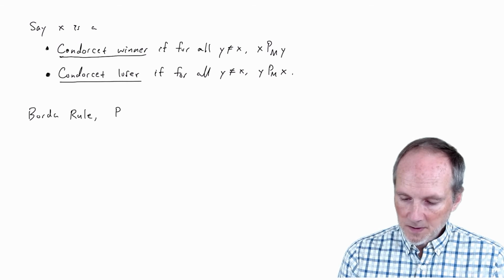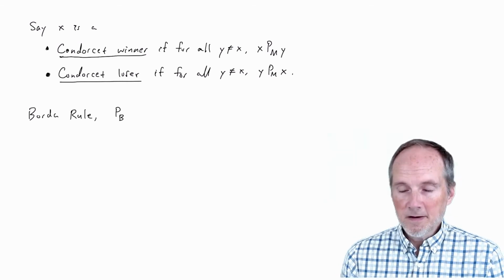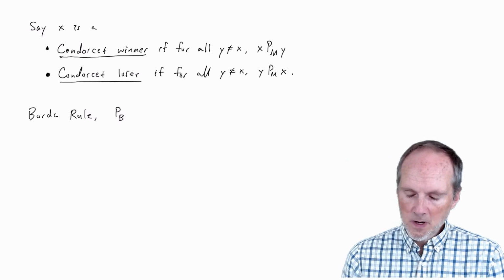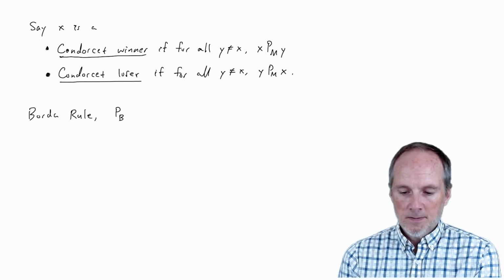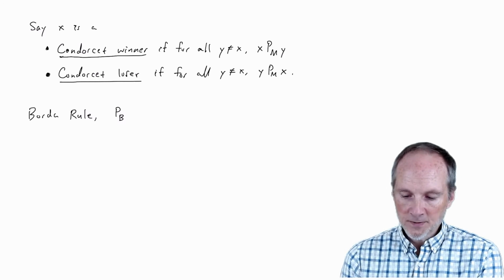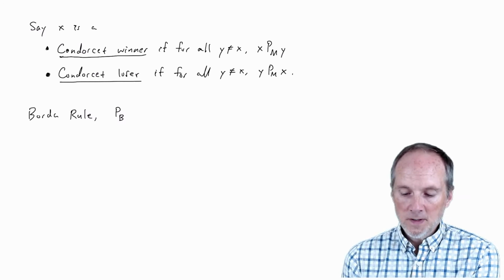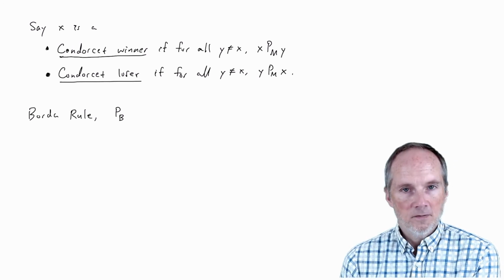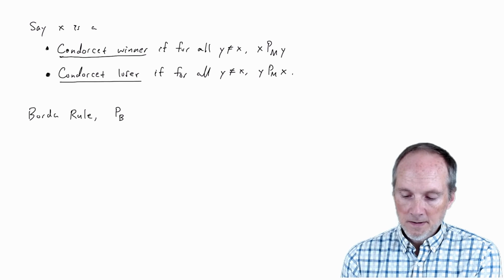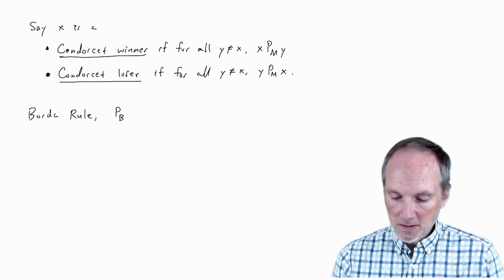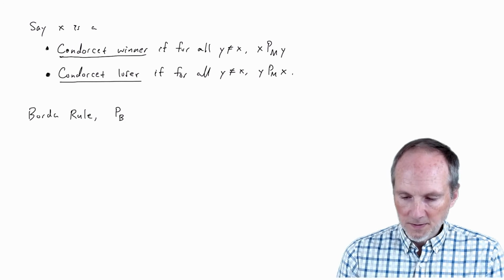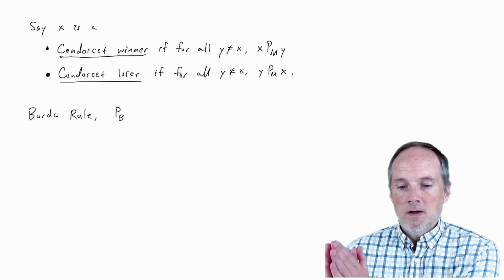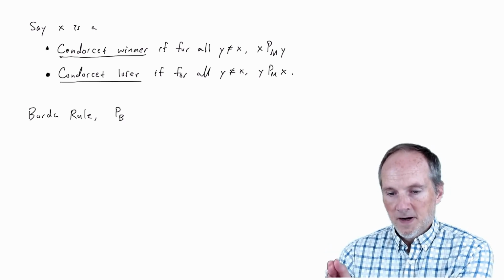I'll use this notation P with a subscript B for Borda. So here, instead of just doing these binary comparisons, having people raise hands to see which alternative wins, we're going to tabulate points for every alternative based on where they are in each person's ranking. So the way we're going to do this is for each alternative, we're going to look at each individual and find a number of points.